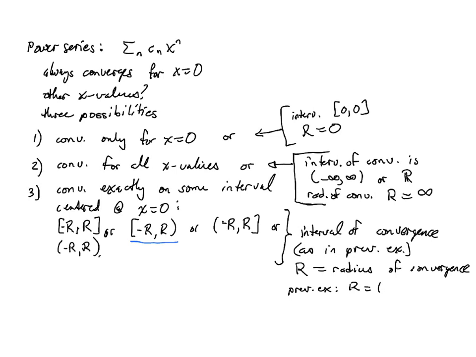More generally, you can have power series that aren't centered at x equals 0. You can have other power series that look like this: a summation over n of coefficients Cn times (x minus a) to the n. And in a series like this, you'll still have a radius of convergence. The interval of convergence will be centered at x equals a instead of at x equals 0.